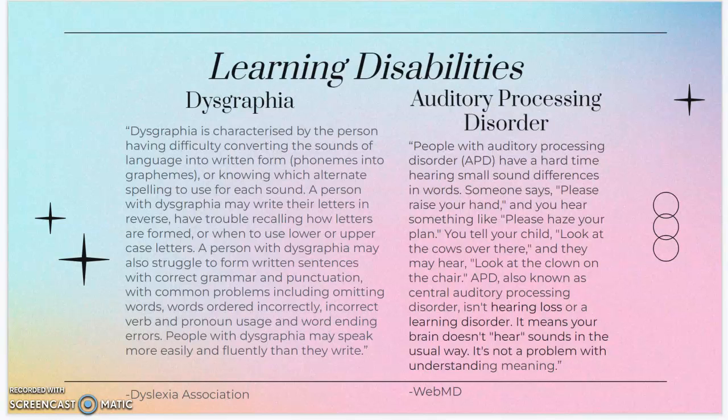And then auditory processing disorder. People with auditory processing disorder have a hard time hearing small sound differences in words. So someone may say, "Please raise your hand," and you might hear something like, "Please haze your plan," if you have APD. So it's not a problem with understanding the meaning, it's just how your brain hears and processes sound.